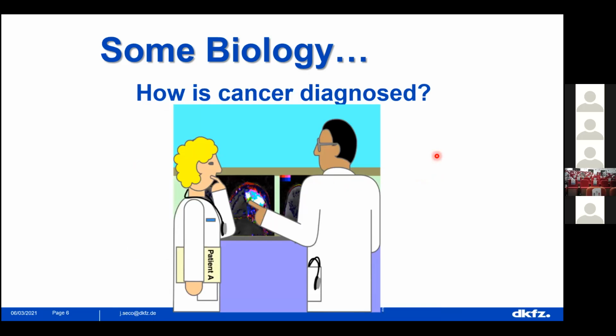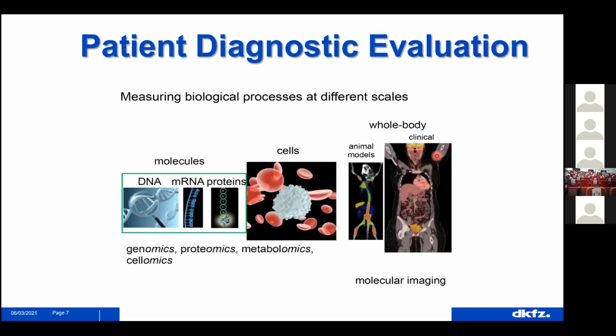So how do we diagnose cancer, right? That's one thing that is really important. Well, there's a variety of ways of doing it. We can measure very small molecules through either genomics, proteomics, metabolomics, or cellomics. This is at the molecular level. We can also study the cells, or in a more macroscopic way, the way we do it in medical physics, we could use either PET or MRI or CT.